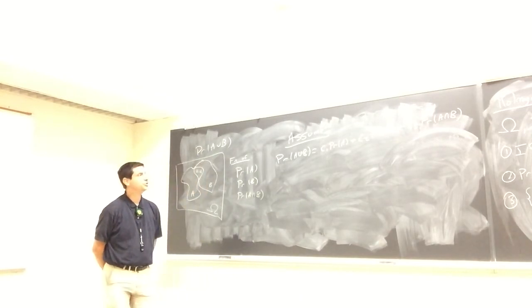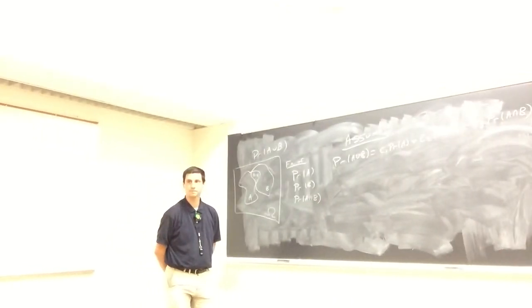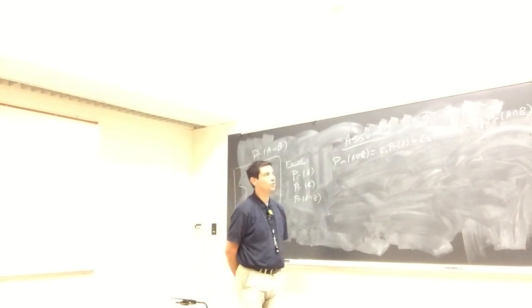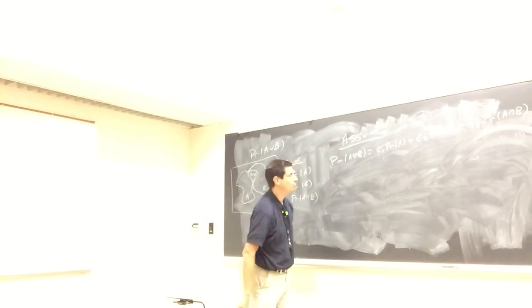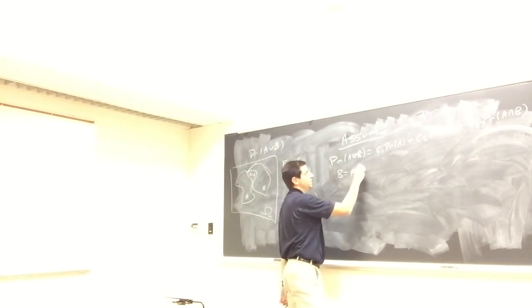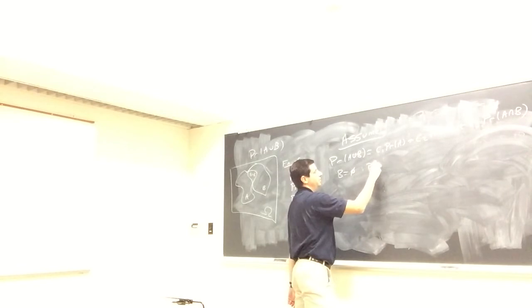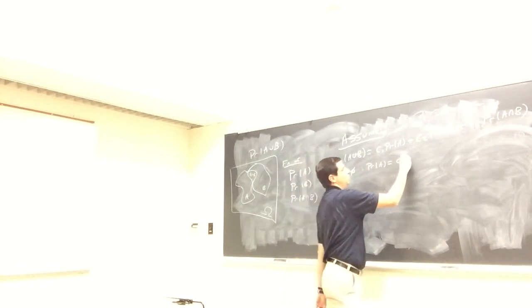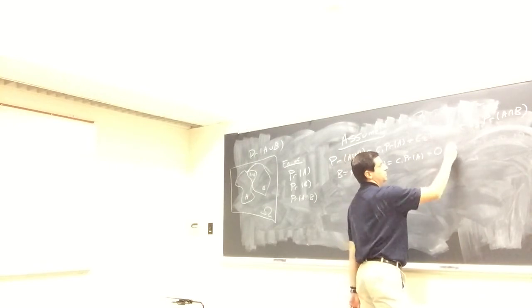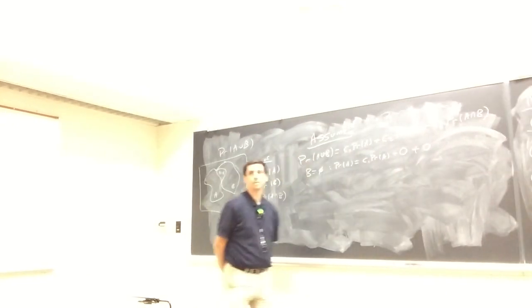So can anybody think of good choices for A or B? Yes? Omega and the empty set. Okay, so one possibility is always omega and the empty set. Well, in fact, if we just take B to be the empty set, then we get the probability of A is C1 probability of A plus 0 plus 0.